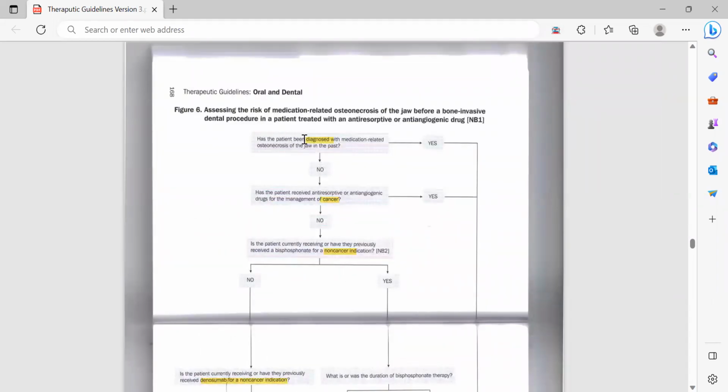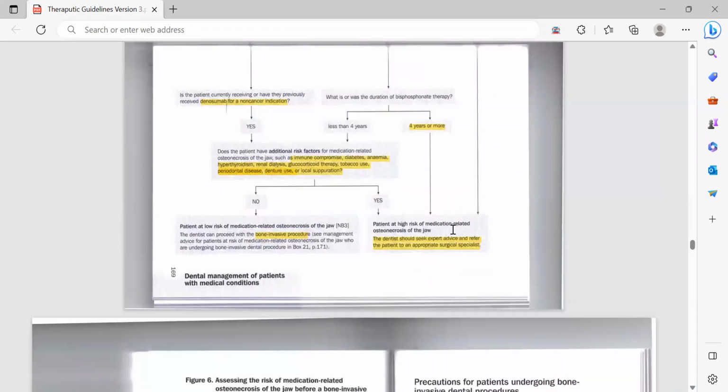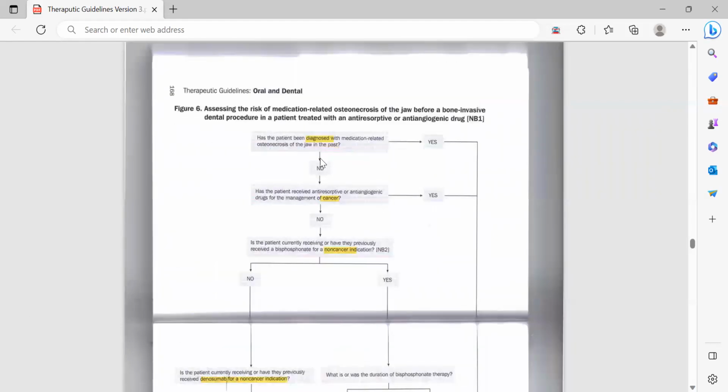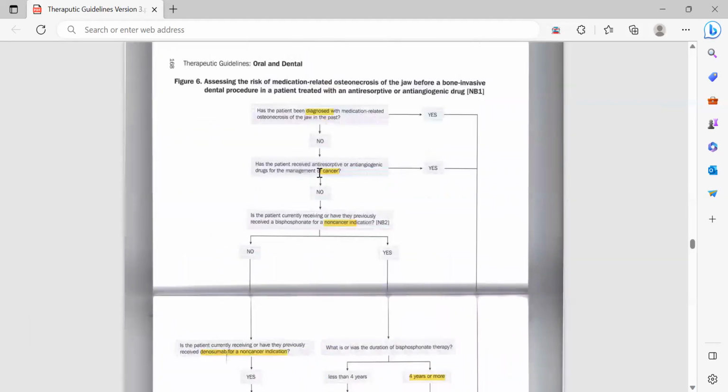First, you need to ask, has the patient been diagnosed with MRONJ in the past? Has he had any past history? If the past history is yes, then he would directly go into higher risk. But if it is no, then you need to find out if the patient has ever received this drug for the management of cancer. If he says yes, then as we read in those statistical data, there is a higher risk in patients who are taking it for cancer, so he would directly go into the higher risk. But if he hasn't received any treatment for a cancer-related cause, then there is still not a high risk.